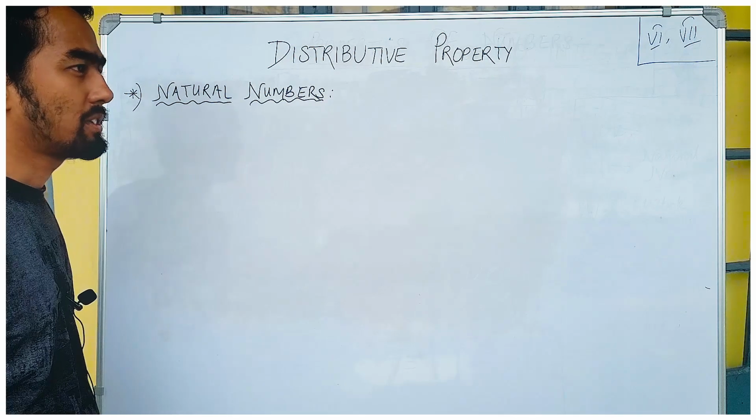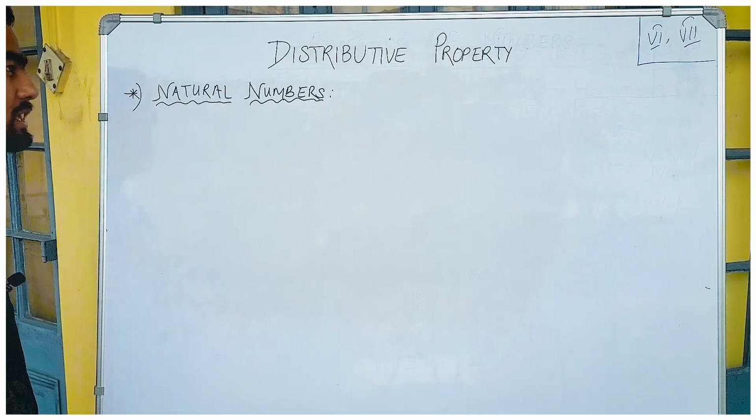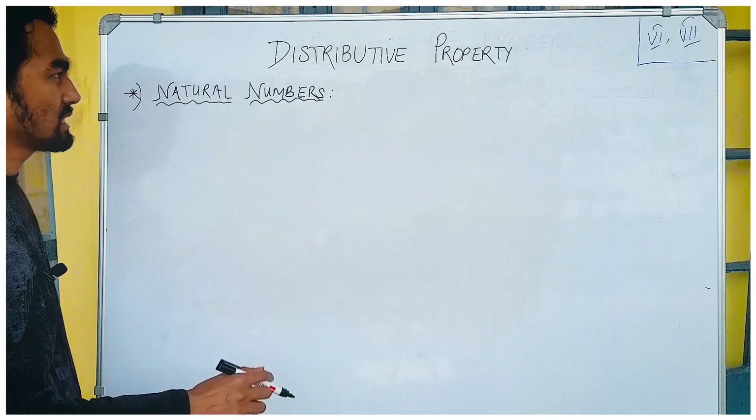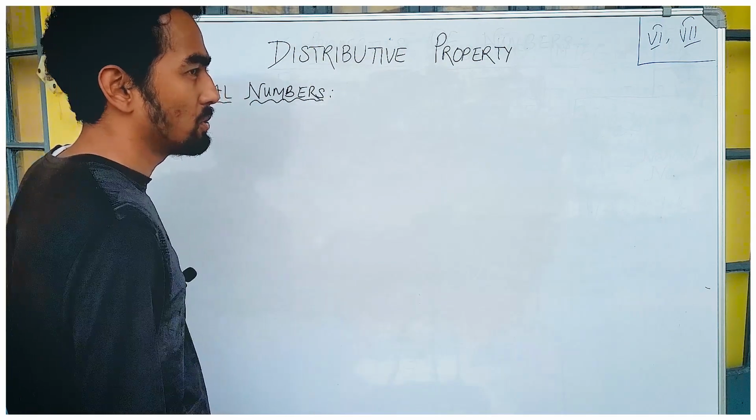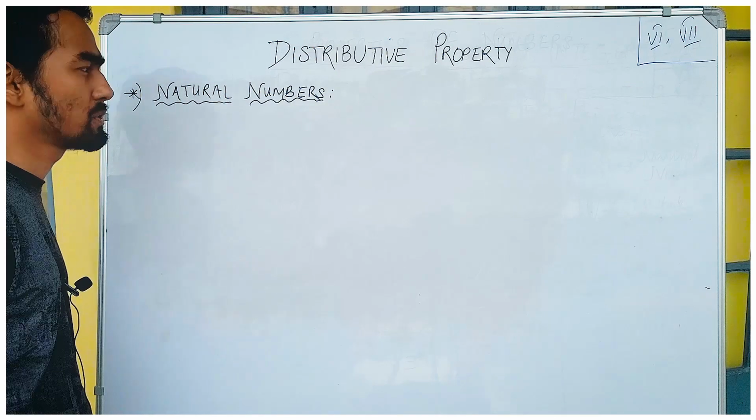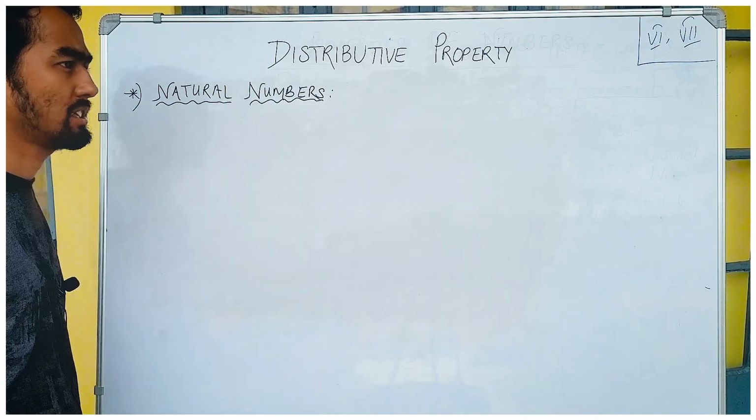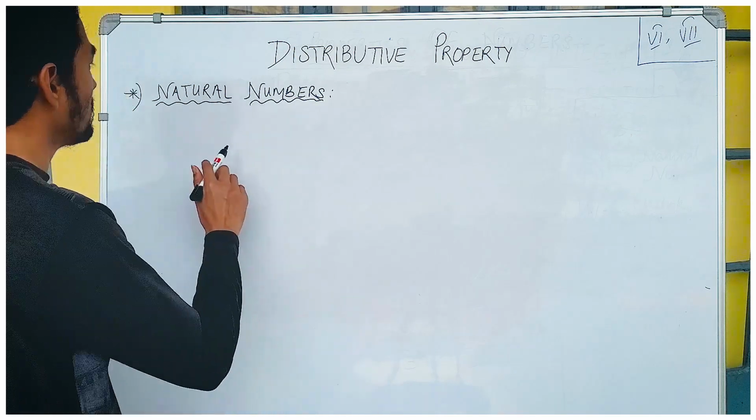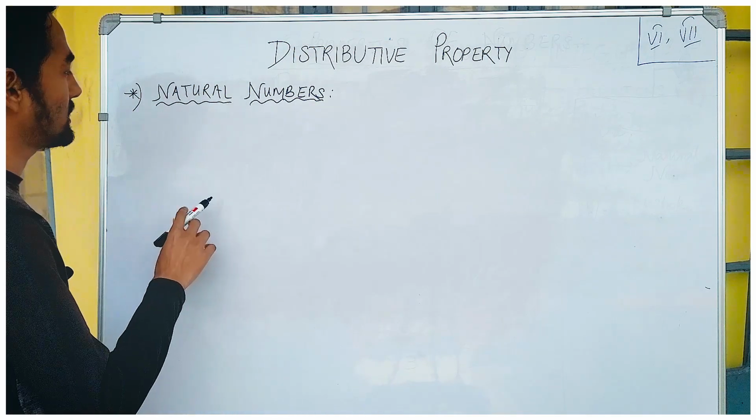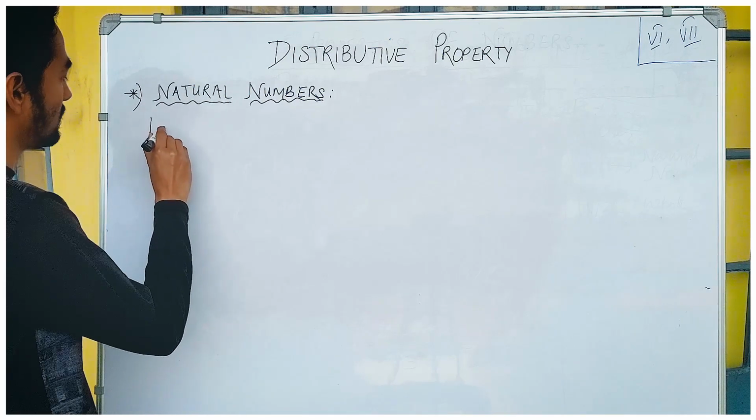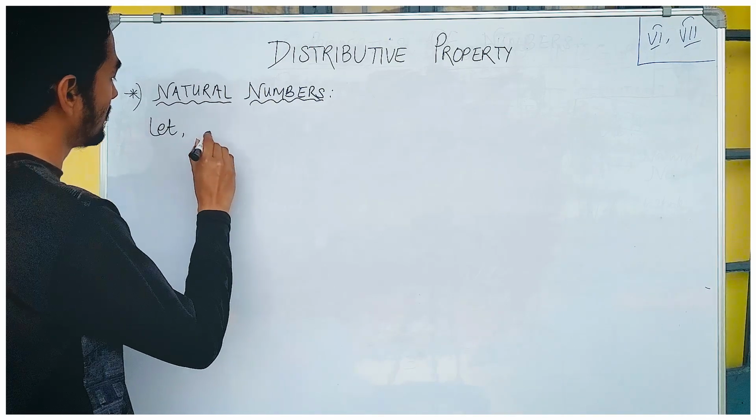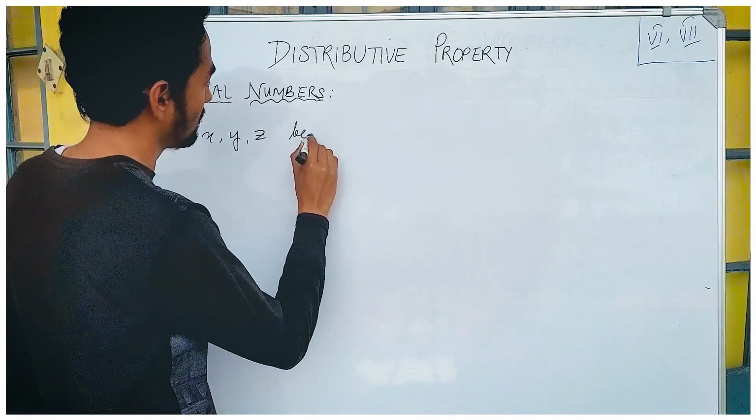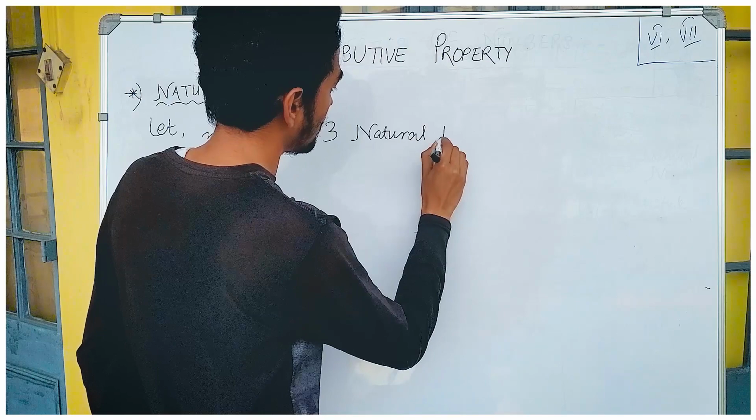Okay, so now after we have studied the closure property, commutative property, and associative property, now we shall discuss the distributive property. The distributive property holds for natural numbers, whole numbers as well as integers. So we'll discuss all three cases one by one. So let us consider the case of natural numbers first. So let x, y, z be three natural numbers.